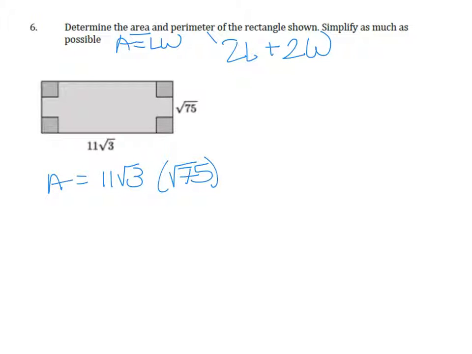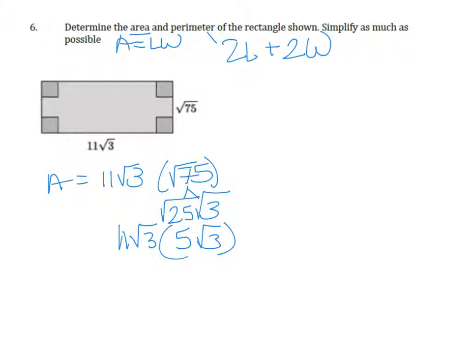Okay, you can simplify this beforehand or you can simplify after. I'm going to go ahead and simplify this first because that's a perfect square of 25 times 3. Then I get 5 radical 3. And then I could just multiply that to the 11 radical 3 to just make things easier. So I get 55 times the square root of 9, which is equal to 3. And that's equal to 165.